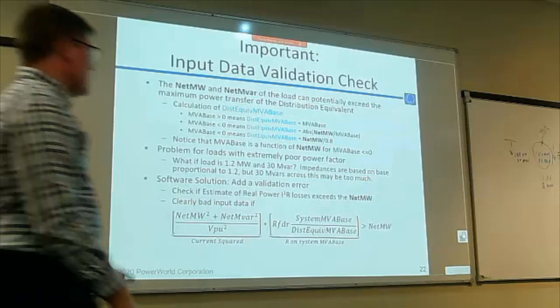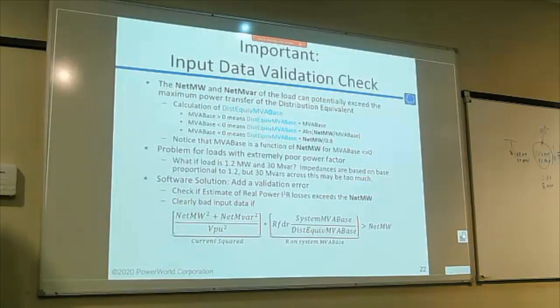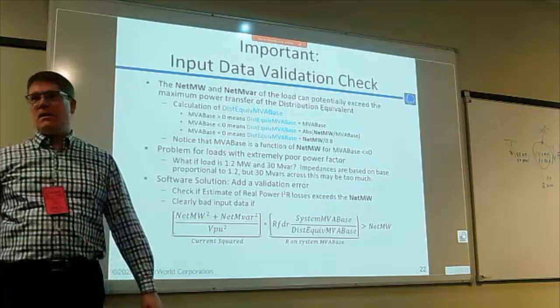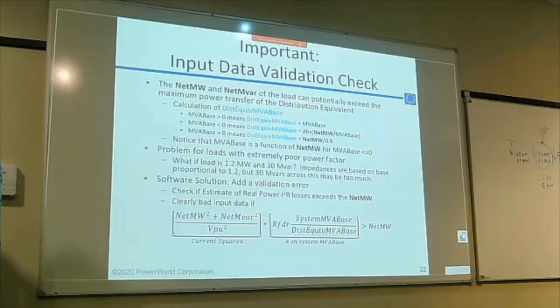So the simulator has all kinds of tricks in it to look at your crappy data and detect it, and basically ignore the feeder and just zero it out. But honestly, when they made this distribution equivalent, they should have made it based on the MVA of the load, not the megawatts. But the train left the station. It's been 10 years, so nobody wants to go back and change it.